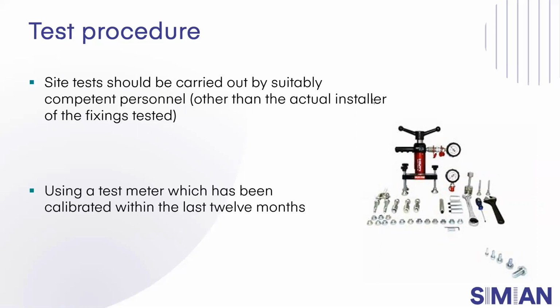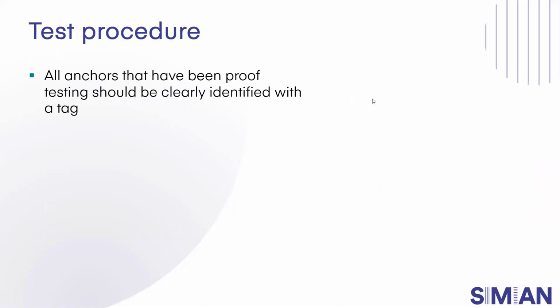So once you've got your pull tester, everything's there. That pull tester should be calibrated within the last 12 months. So it should have been tested and calibrated, and you should have a certificate with that pull tester saying when the last calibration date was.